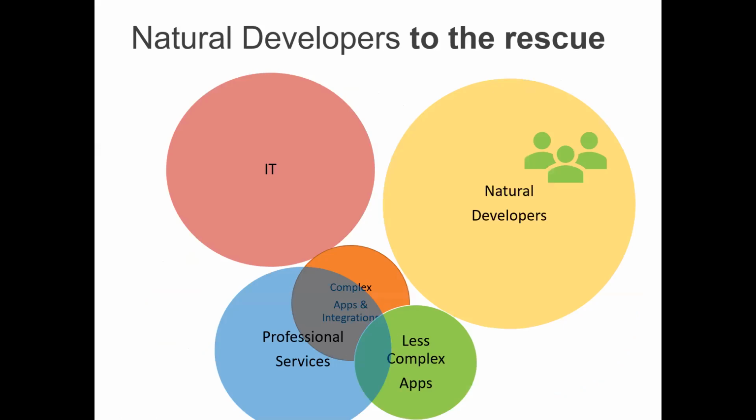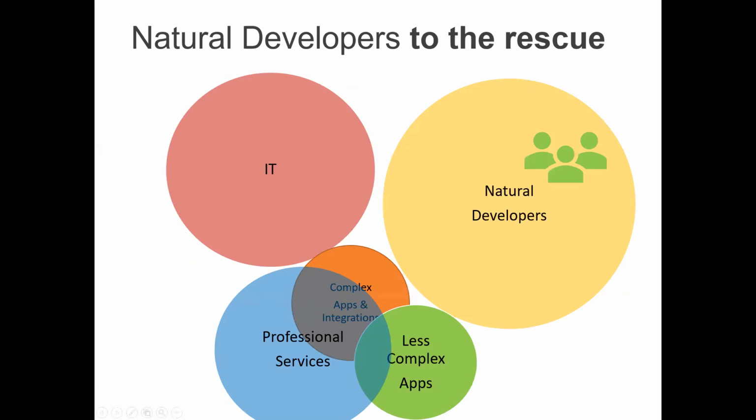When low code, no code initially comes into an organization, this is sort of what it looks like. You've got IT who may or may not be engaged. They may not even exist. And you have professional services, which is something an organization like VeilSun does. We deploy the complex applications and integrations and the less complex apps as well in the beginning. This is what it looks like on day one.